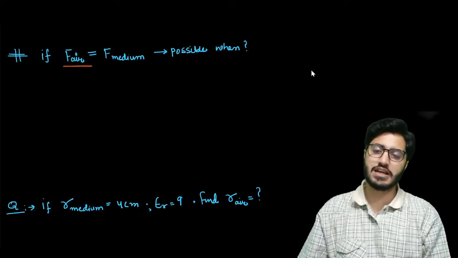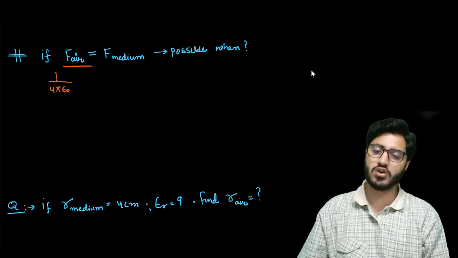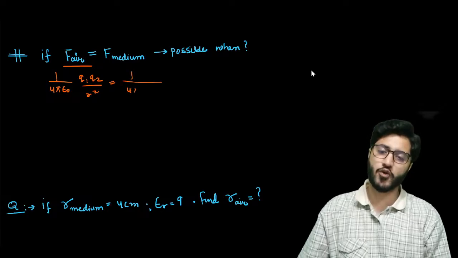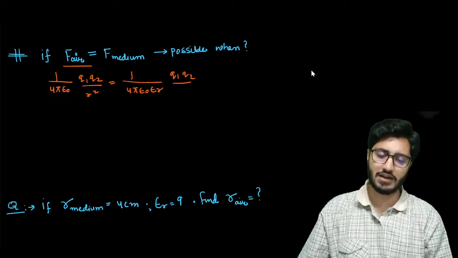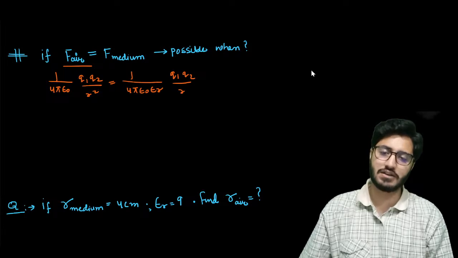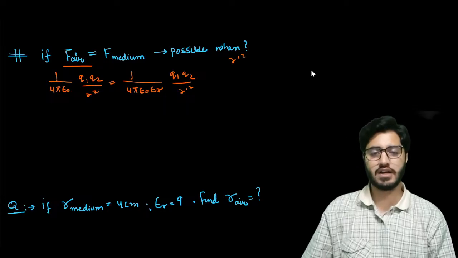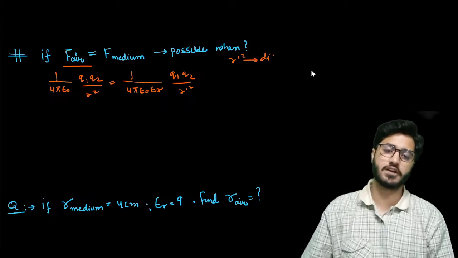Look, how we can manipulate it. What is the force in air? I can write it is 1 over 4 pi epsilon naught Q1 Q2 by R square. In the medium, it is 1 over 4 pi epsilon naught epsilon R Q1 Q2 by R dash square. Let us suppose R dash is the distance in medium.